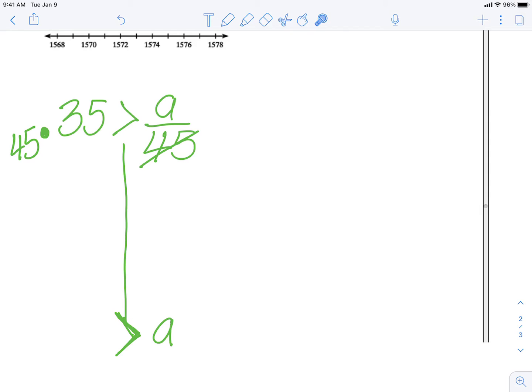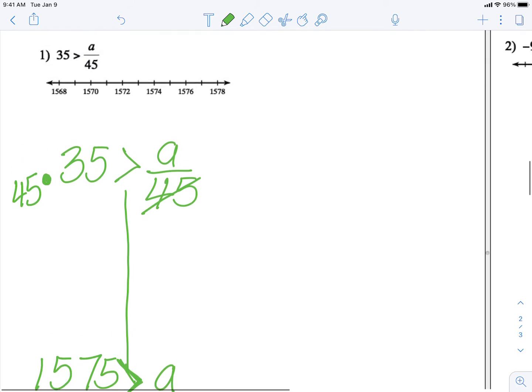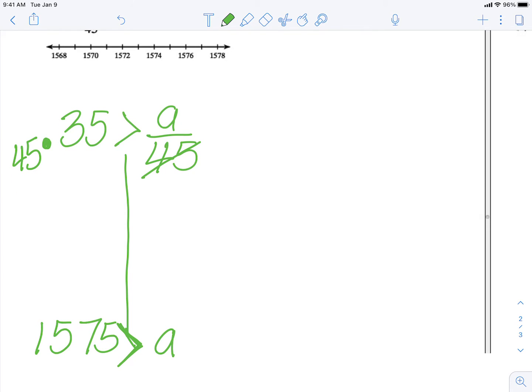And then I'll use my calculator to multiply 45 times 35, and I get 1575, right? But I have a problem here, right? I want A to be on the left. So I need to use a mirror. So I'm going to use a mirror, and I'm going to say A, and I'm going to flip my arrow. Flip it. I flipped it.